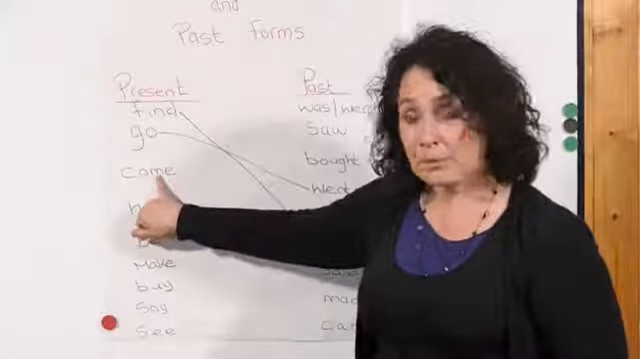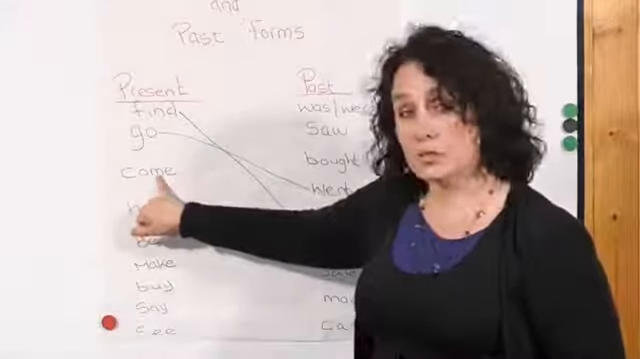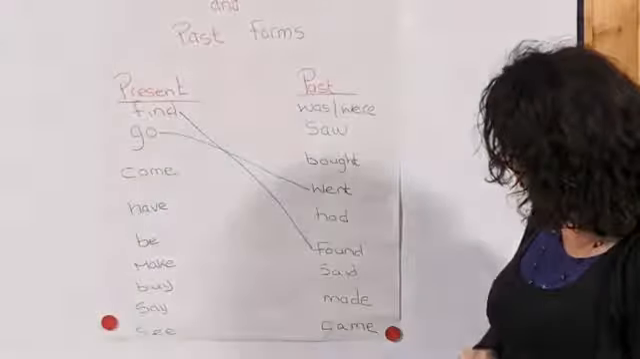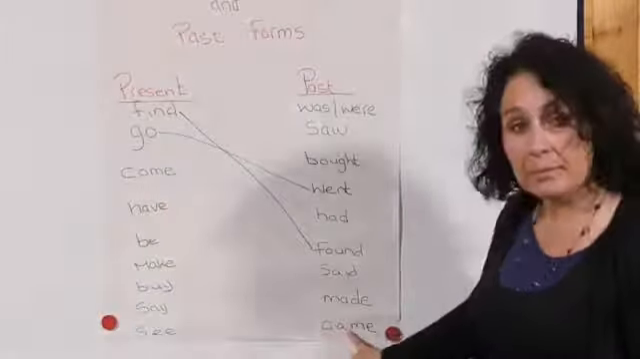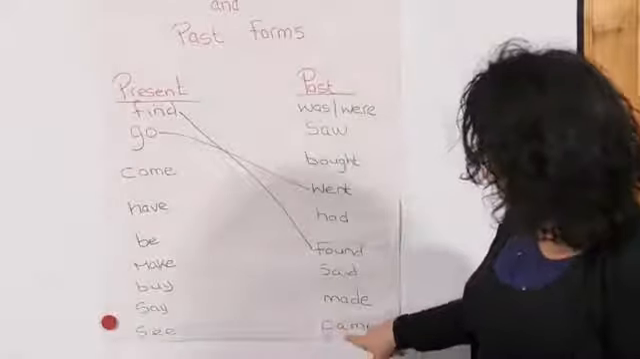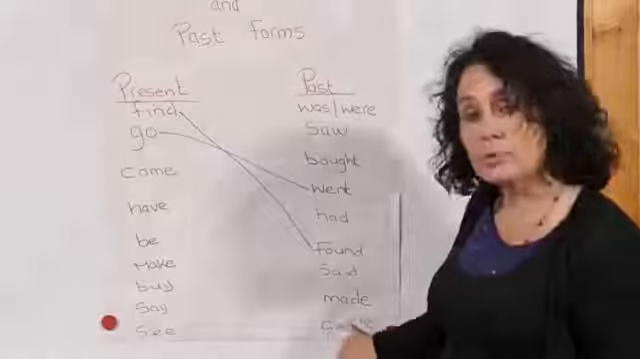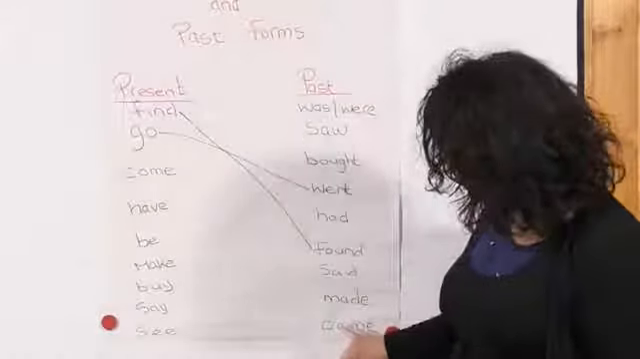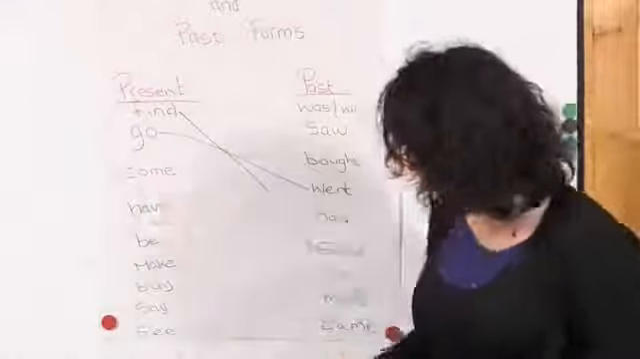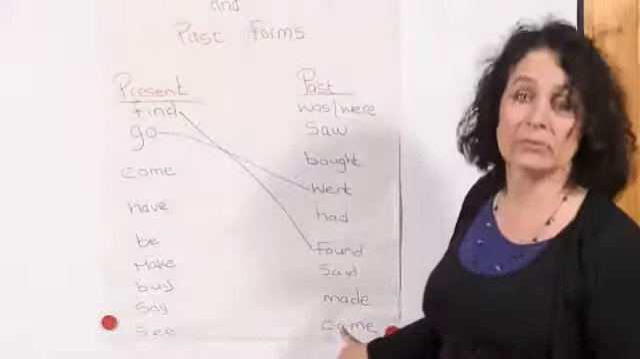Come changes to, can you see? Yes. Came. So the same beginning sound. And if you look at this, when you come to try to learn this, you only have to change one letter. Change the O for the A, and then the sound is different.